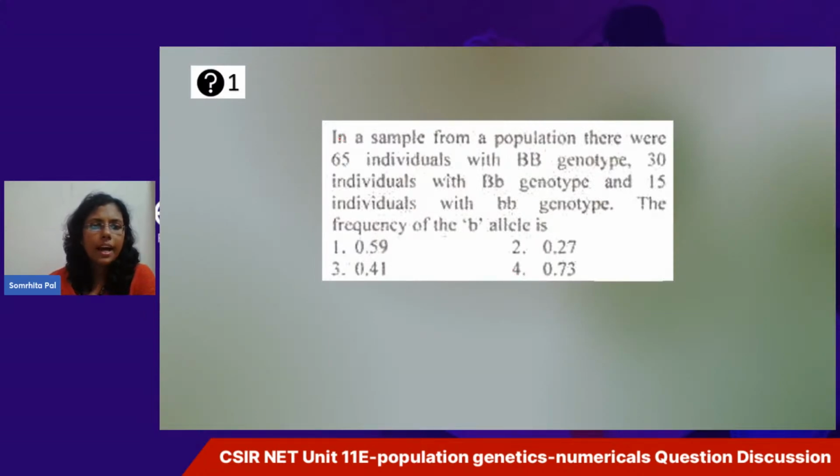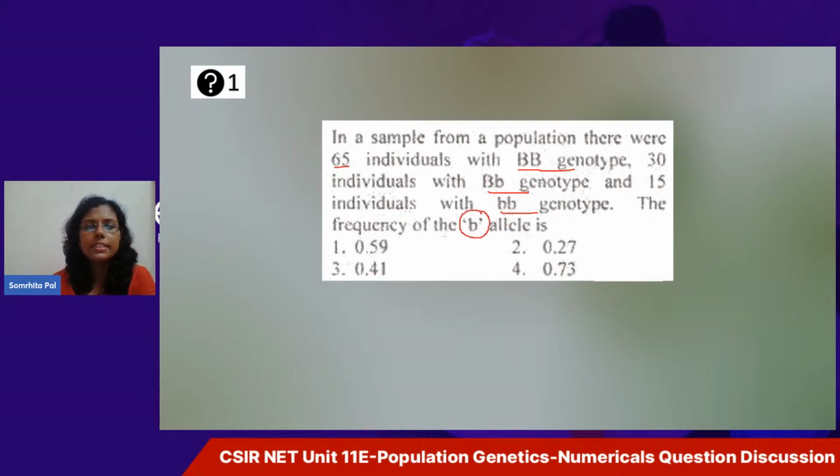So here you have, in a sample from a population, there were 65 individuals with homozygous B genotype, 30 individuals with heterozygous B genotype, 15 individuals with homozygous recessive genotype. And they are asking you to find out the frequency of the small b allele, that is the recessive allele.